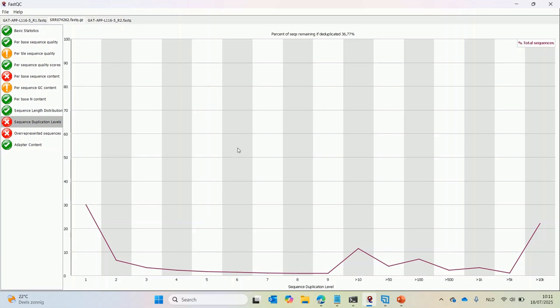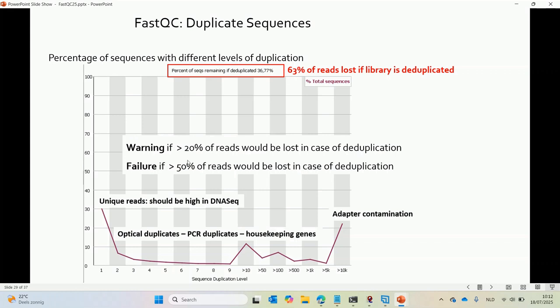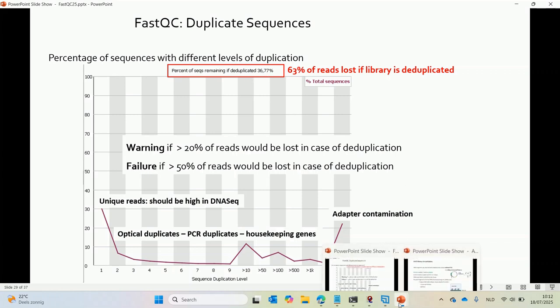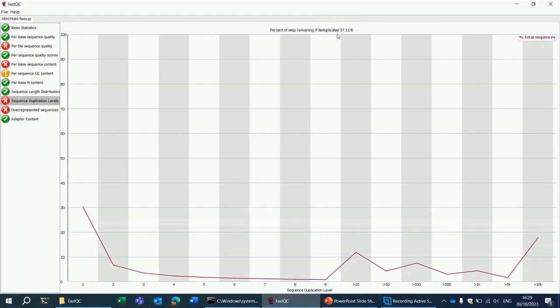So duplicates are shown in this plot, the sequence duplication levels plot. And as you can see, FASTQC has flagged this plot as being bad, showing low quality. The criteria for warnings and failures are indicated here on the slide. So as you can see, it calls a failure because of this percentage here. So the percentage of reads that remain after you remove all the duplicate copies. So in this FASTQ file, 37% of the reads would remain after you remove the duplicate copies.